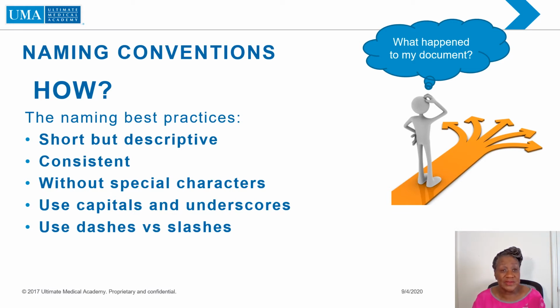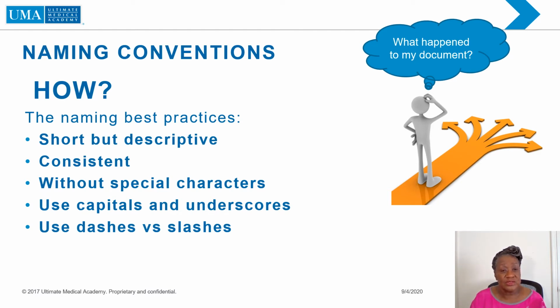How do we use naming convention? Some of the best practices that we have for naming conventions is to keep it short but descriptive, to keep it consistent. You want to keep it consistent because you don't want to name a document one way, forget how you were naming it that day, and now it's named another way, and you can't tell now what's going on with your documents. So you want a kind of consistency of practice so that it makes it easy for you and any other users to understand what the document is.